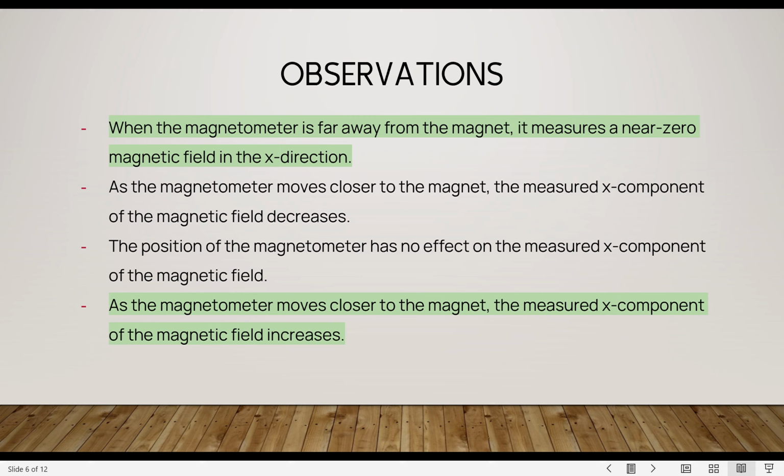During our observations, we noticed that when the magnetometer was far from the magnet, the magnetic field measured in the x direction was close to zero. As we moved closer, the x component of the field increased. This was consistent with our expectations, where proximity to the magnet directly influenced the magnitude of the measured magnetic field.